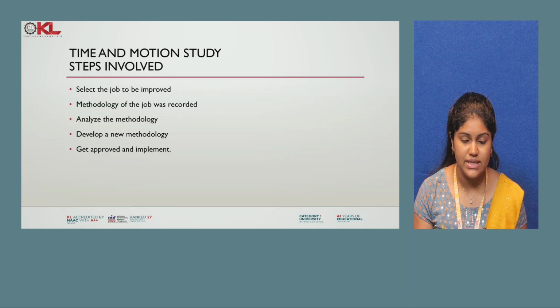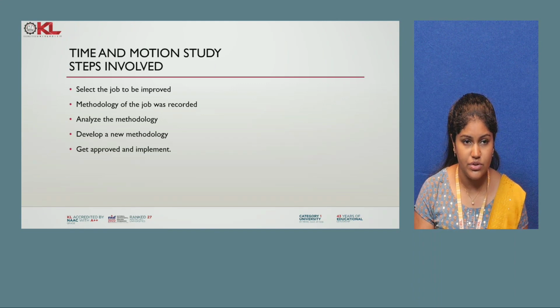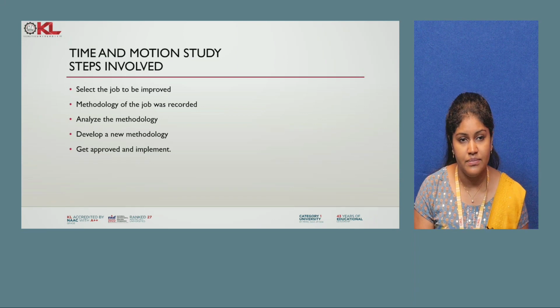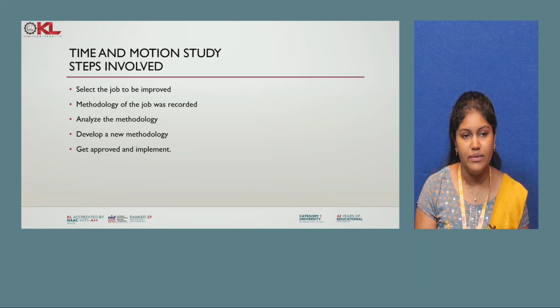Time and motion study, steps involved. We have to select the job to be improved. What job are we going to improve? Methodology of the job has to be recorded. Analyze the methodology. Develop a new methodology, get it approved and implement.